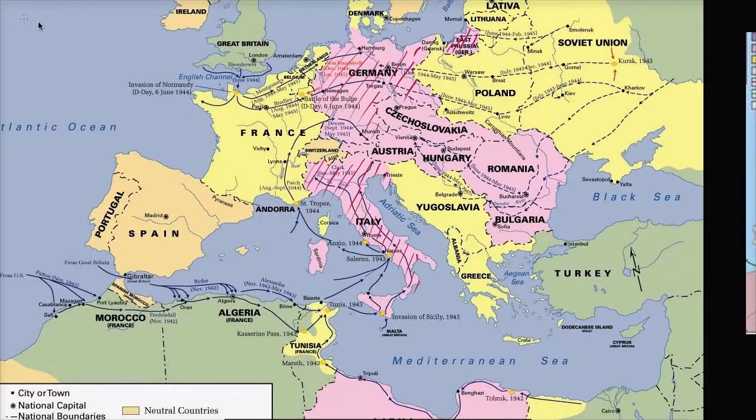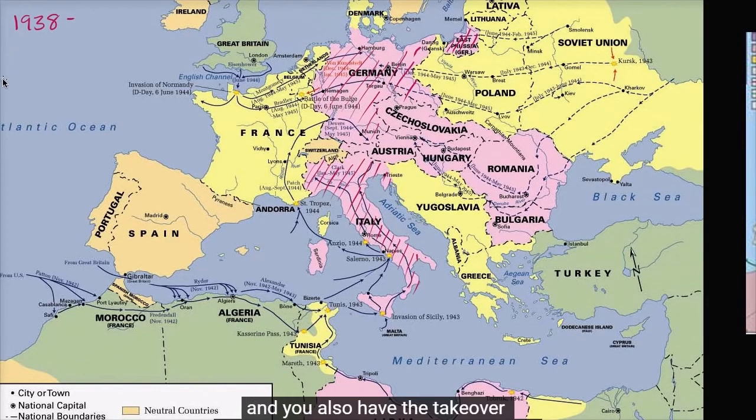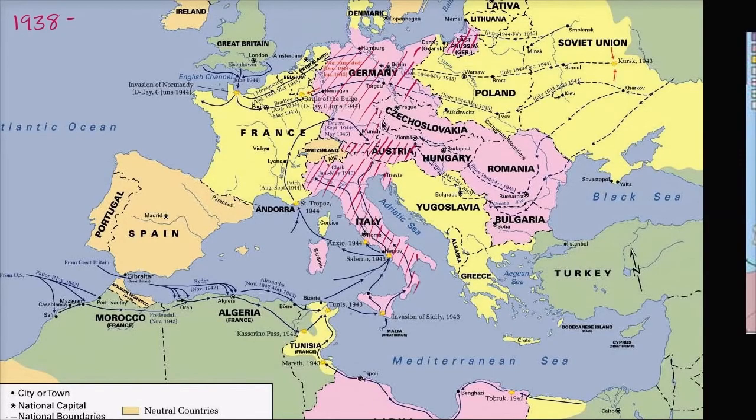You might remember that in 1938, you have the Anschluss, which I'm sure I'm mispronouncing, and you also have the takeover of the Sudetenland in Czechoslovakia. So the Anschluss was the unification with Austria. And then you have the Germans taking over the Sudetenland in Czechoslovakia.